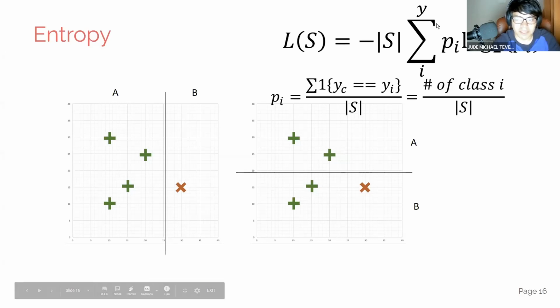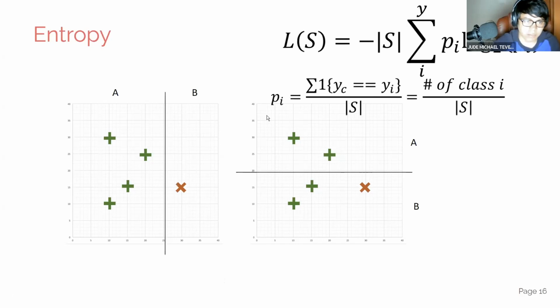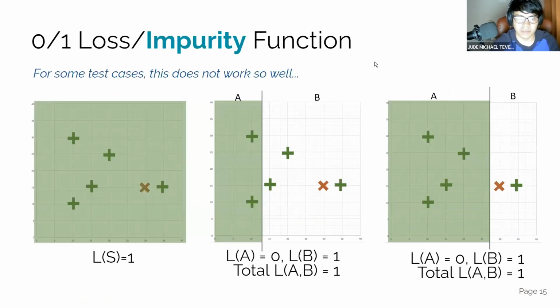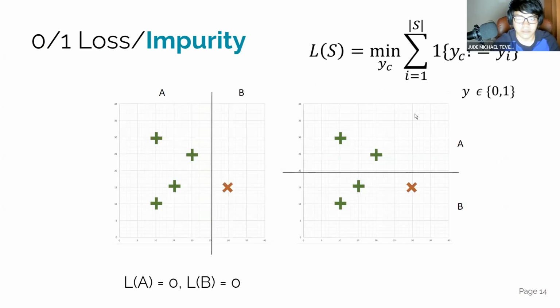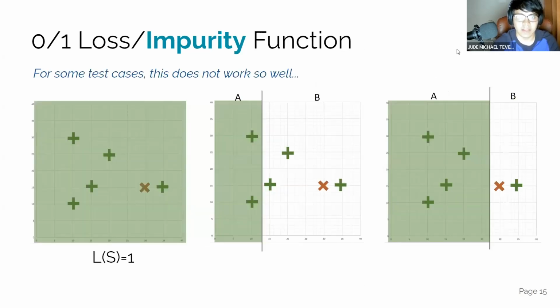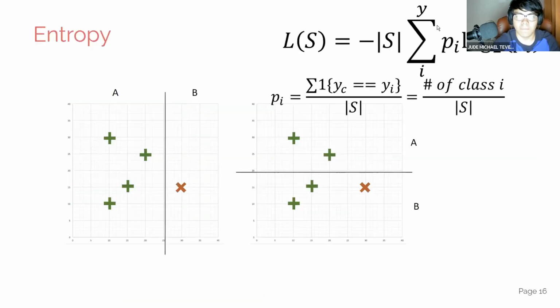Anyway, that's just the difference between entropy and the 0-1 loss impurity. Instead of just counting the number of the minor class, we're going to compute the probability times log of probability, wherein that probability sub i is just the number of that class in that specific set.